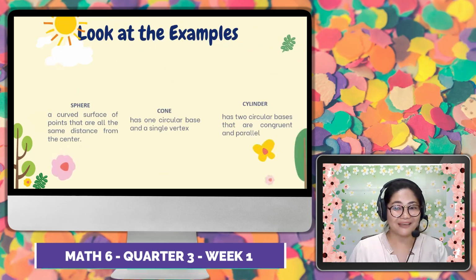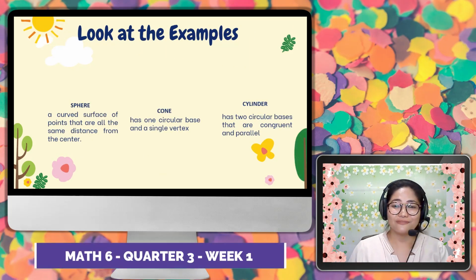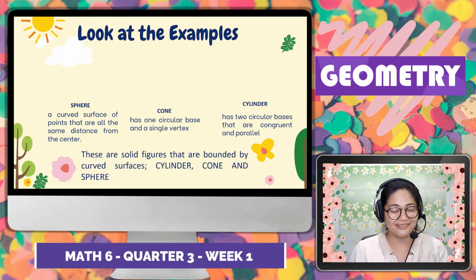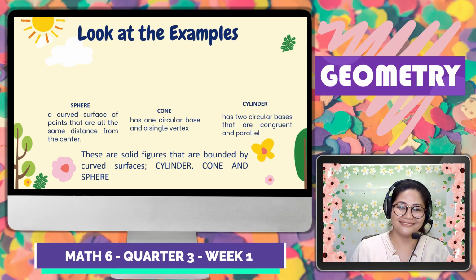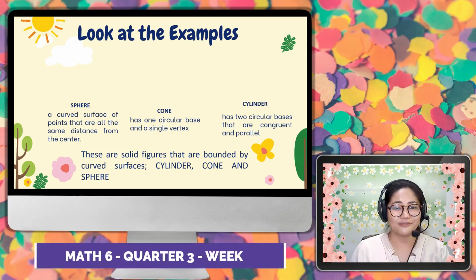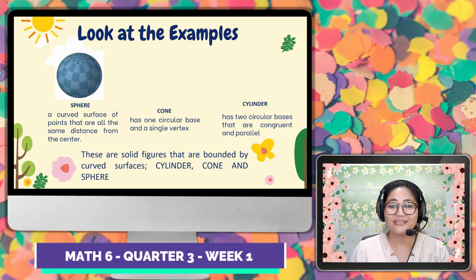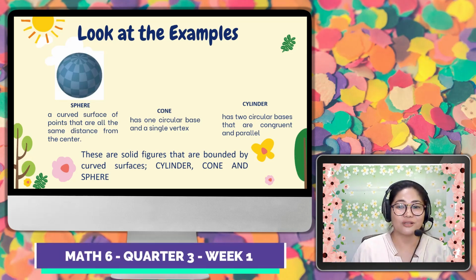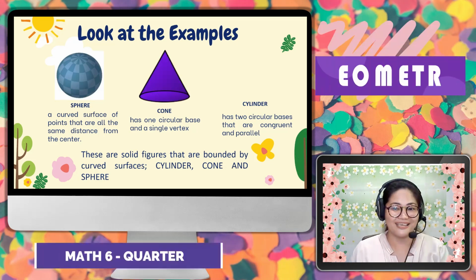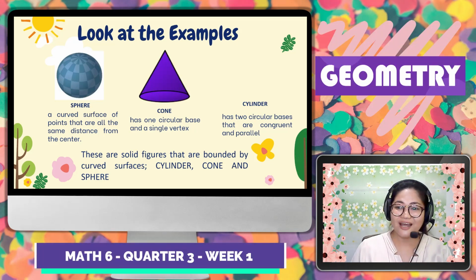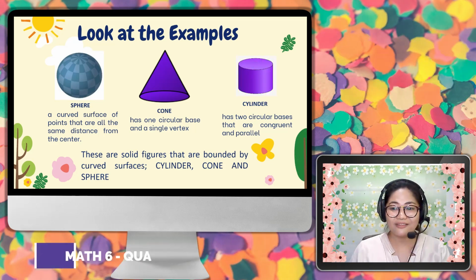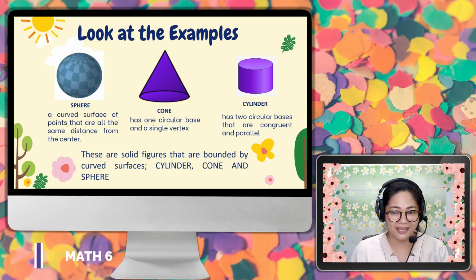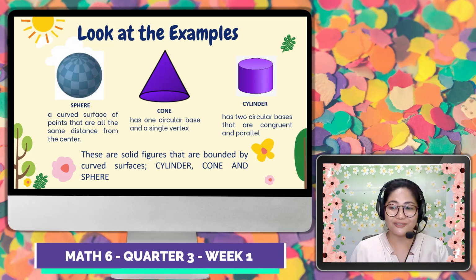Let's have another examples. So these are solid figures that are bounded by curved surfaces: cylinder, cone, and sphere. Sphere is a curved surface of points that are all the same distance from the center. Cone has one circular base and a single vertex. Cylinder has two circular bases that are congruent and parallel. So these are not polyhedron, but all of these are solid figures.